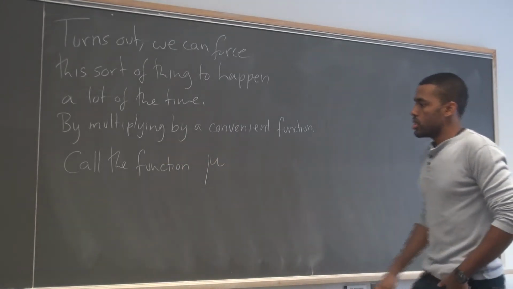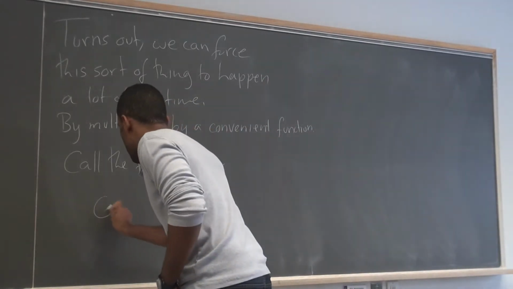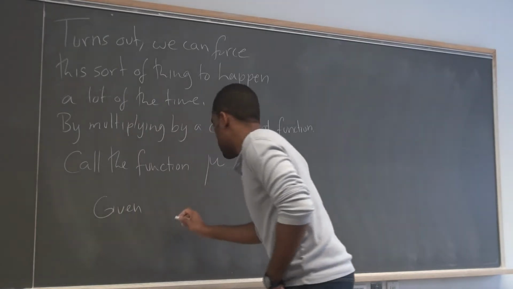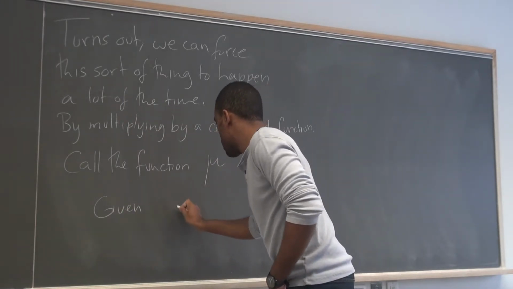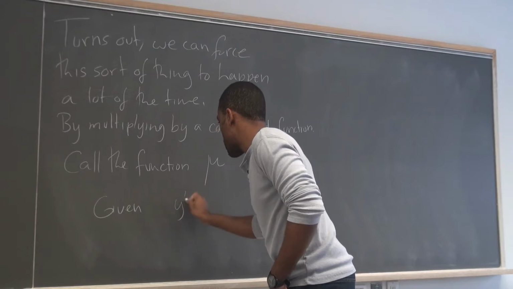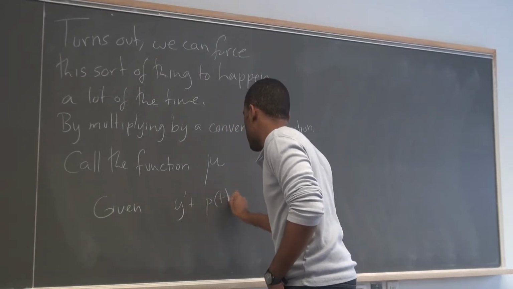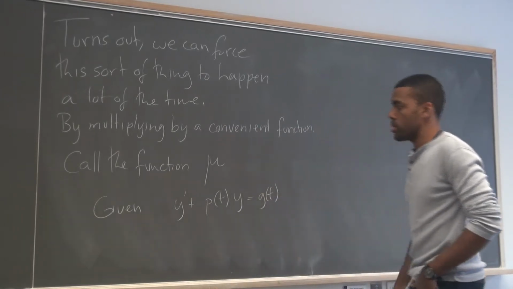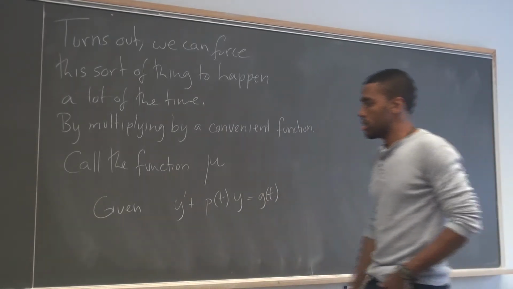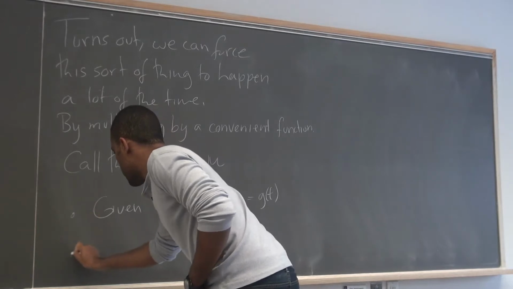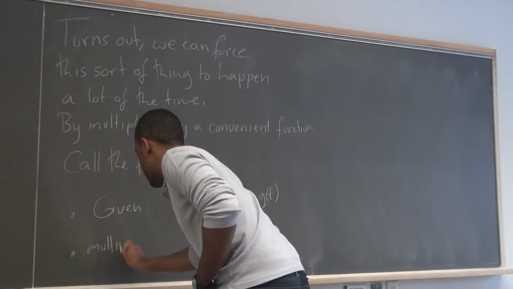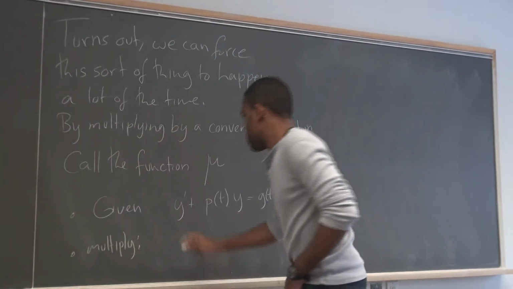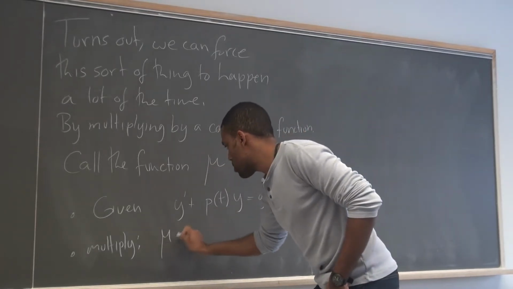So let's say we're given a differential equation that looks like, in standard form, y prime plus some function times y plus some other function equals some other function. And then what we're going to do is take this function mu and multiply the whole equation through.